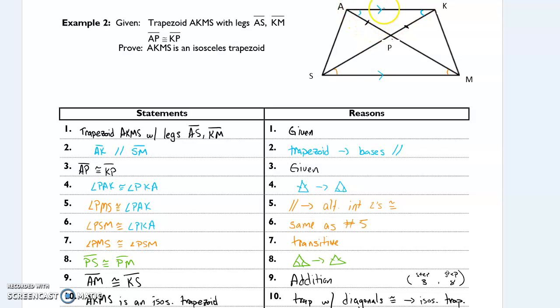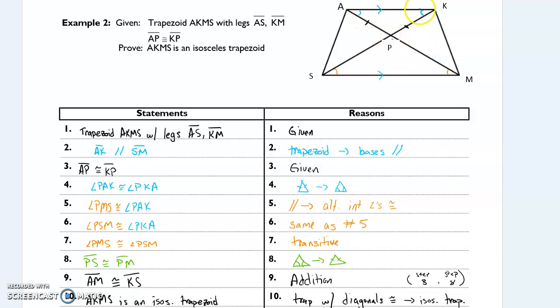Then, because I have parallel lines, because I can see AM as a transversal, angle PAK must be congruent to angle PMS. It is an alternate interior angle pair. And if I look at segment KS as the transversal, angle AKP or PKA is congruent to angle PSM. Also an alternate interior angle pair.